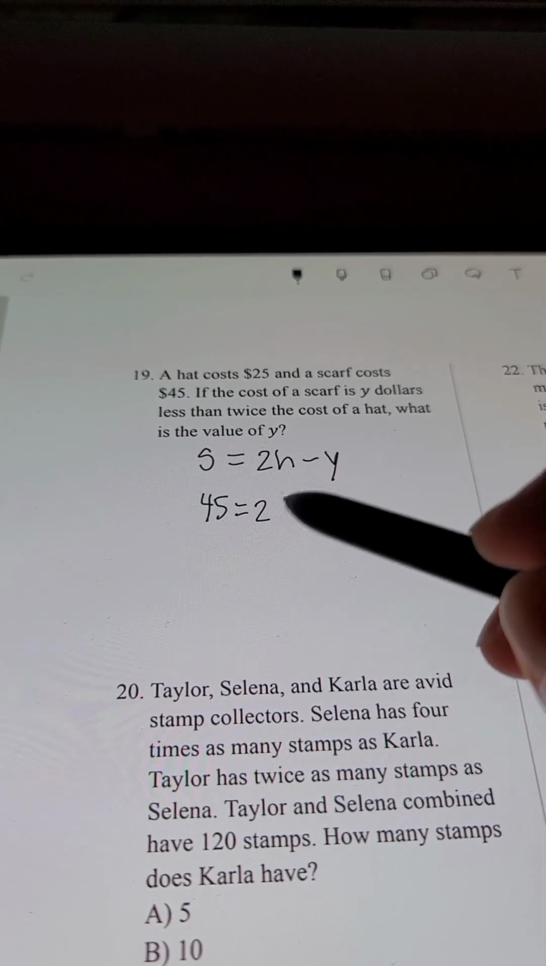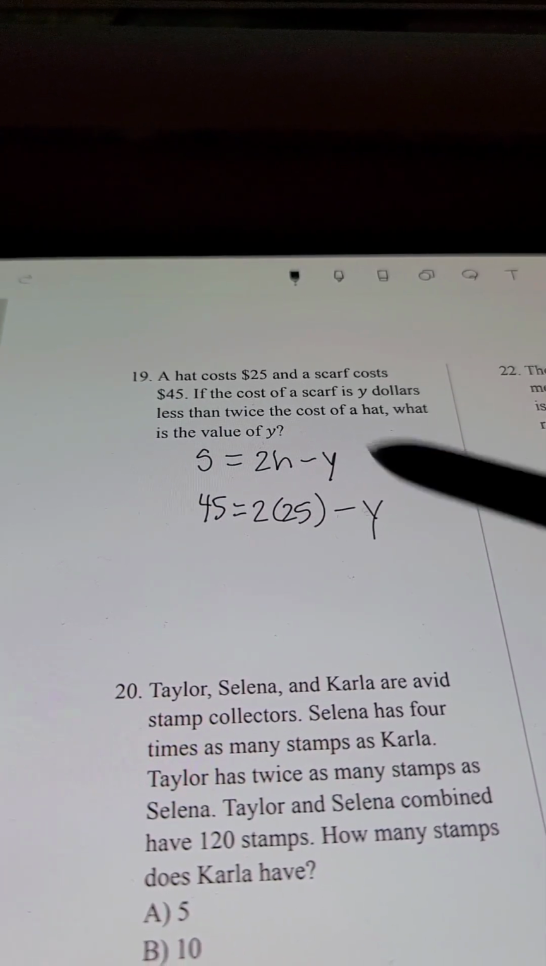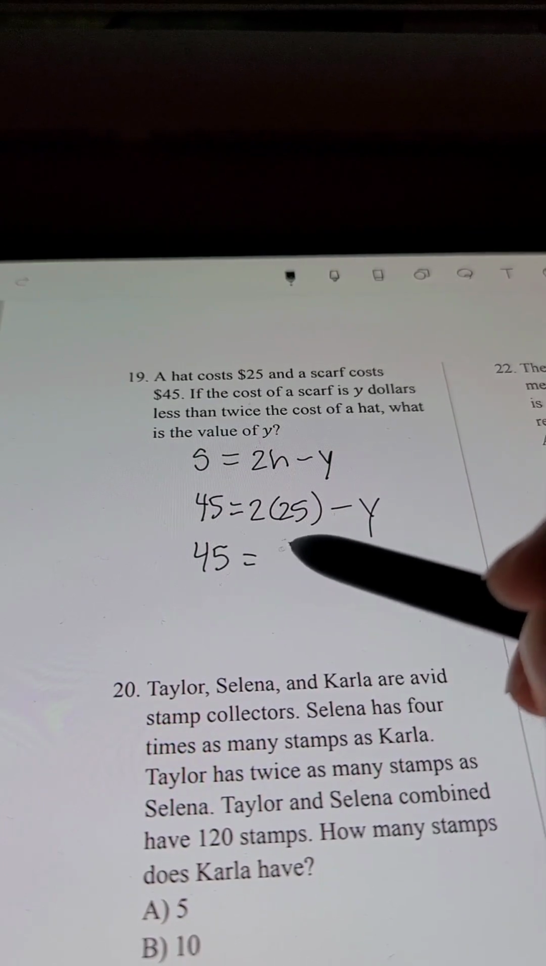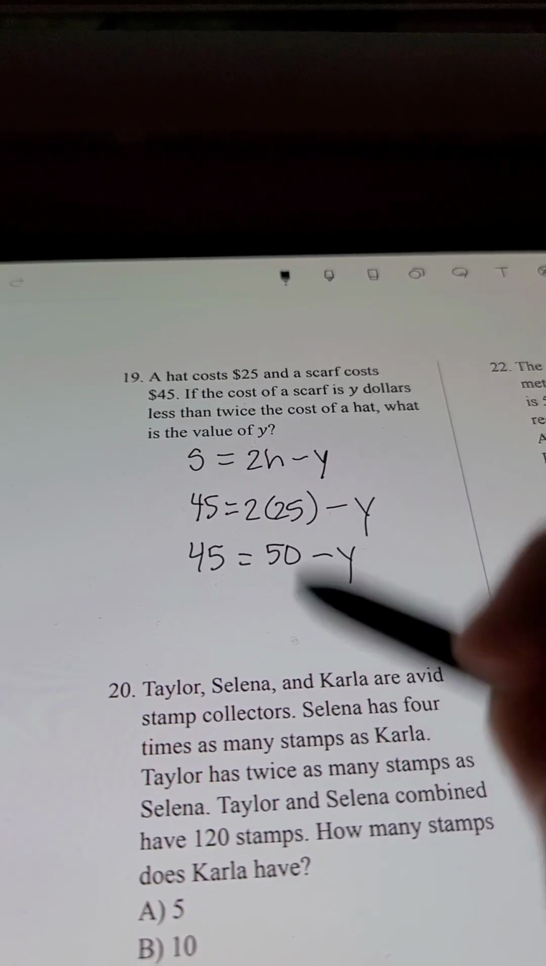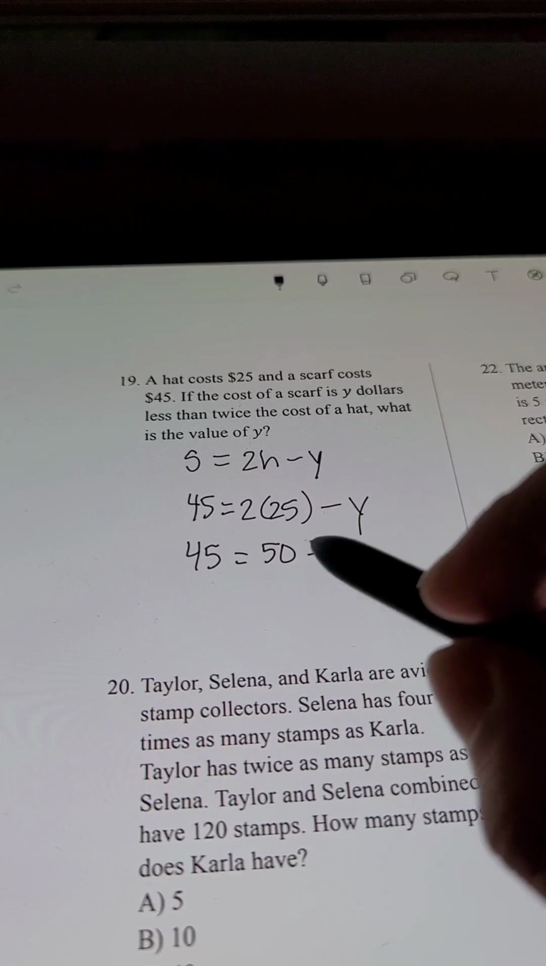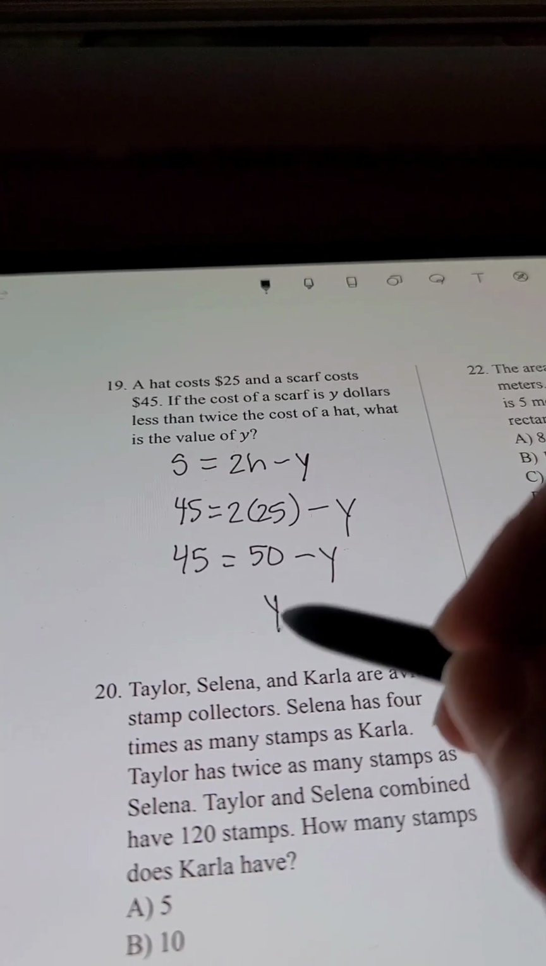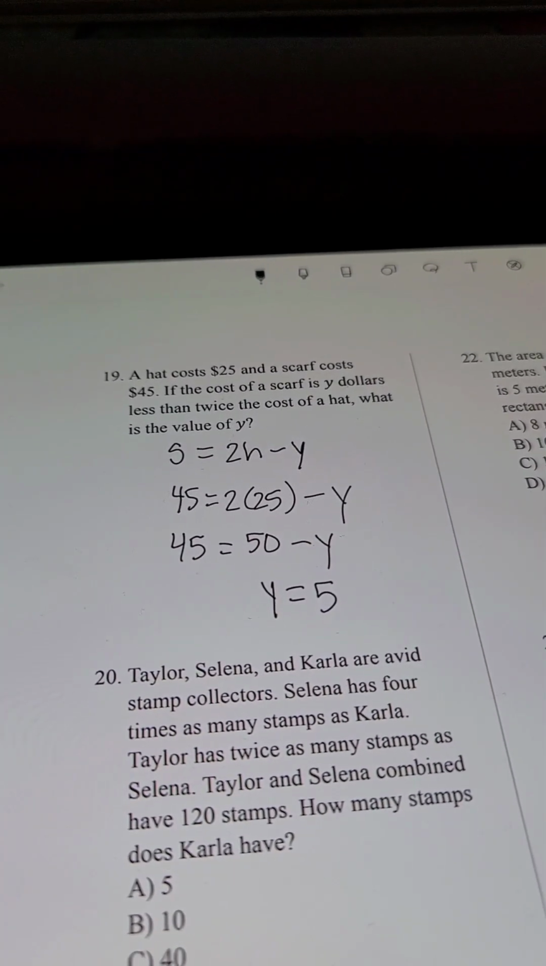So 45 is equal to 2 times 25 minus y. So that's 45 is equal to 50 minus y. So you can already tell that y is going to equal 5 here, because 50 minus 5 gets you to 45. So y must equal 5. That's the answer.